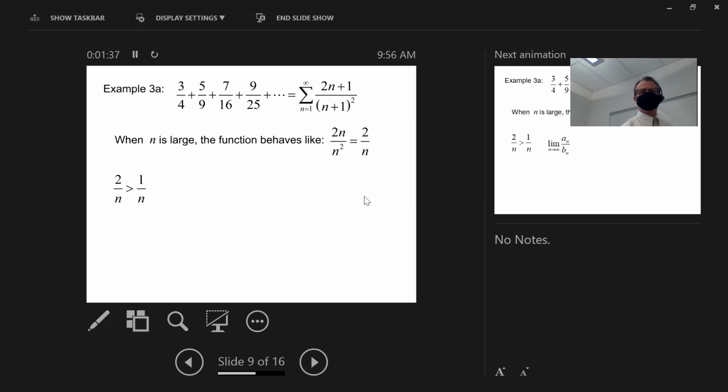So what did they do? They took the leading terms. If you expand this thing, you would get n squared plus 2n plus 1. And that's going to take on the behavior of the leading terms. And you would have 2n and n squared. The n's reduced, you would have 2 over n. But 2 over n is larger than the harmonic. So if the harmonic diverges, then this thing necessarily diverges.